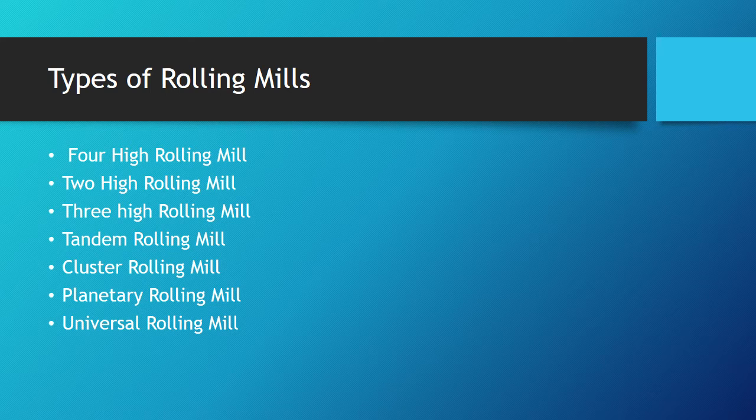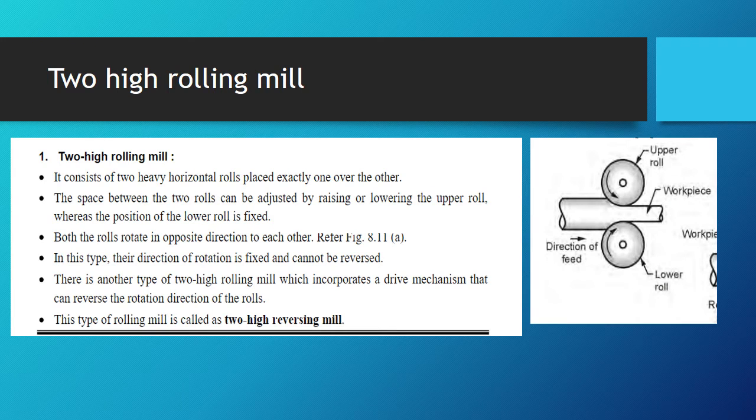Okay, so now we will study what the different kinds of rolling mills available are. Rolling mills is generally the rolling setup. So one is a two high roll kind of mill. Second one is a three high roll kind of mill. Third one is a four high roll kind of mill. Fourth one is a tandem kind of mill, and a cluster, and a planetary rolling mill, and finally a universal rolling mill. Okay, so what is a two high rolling mill?